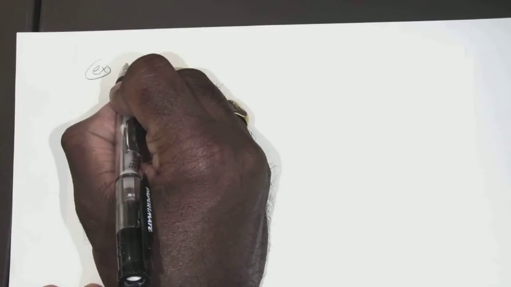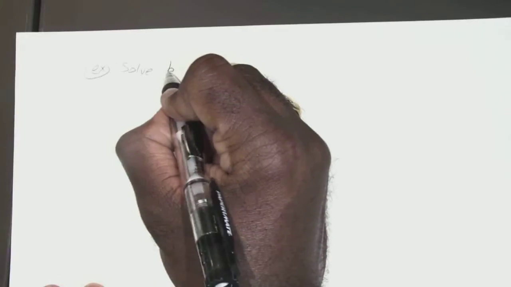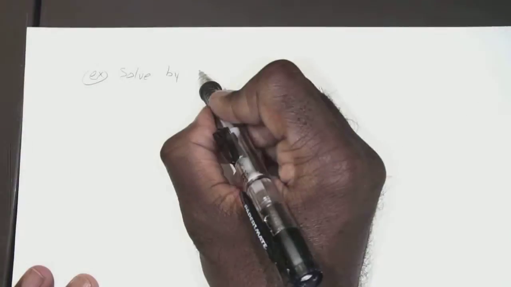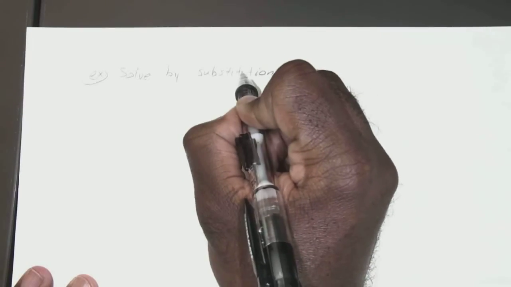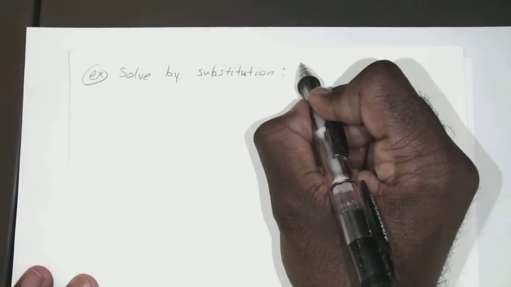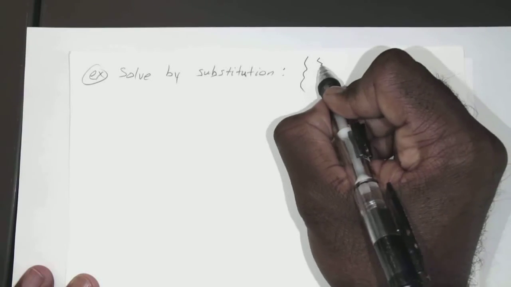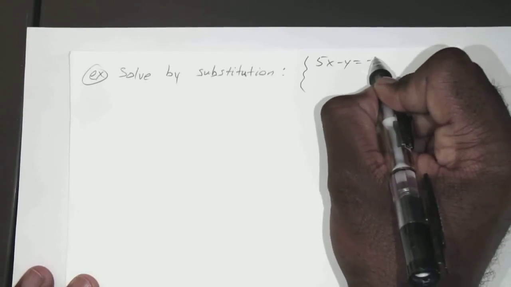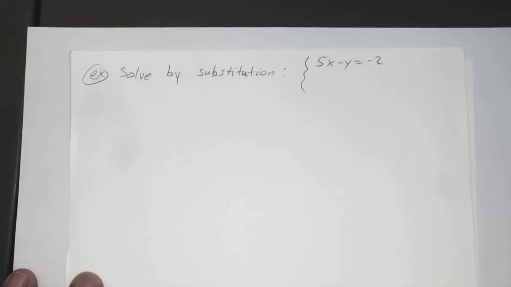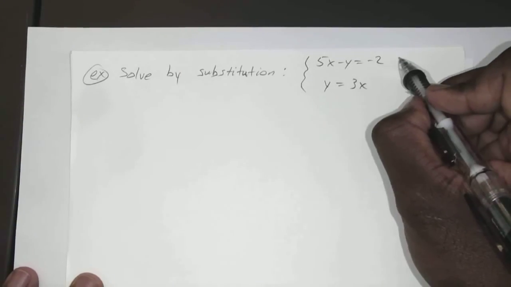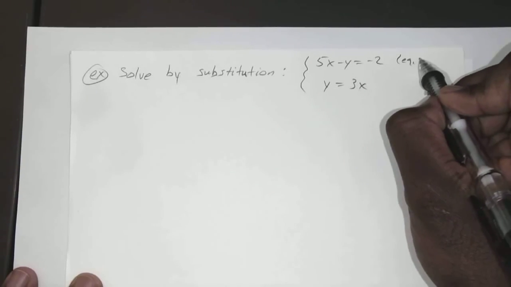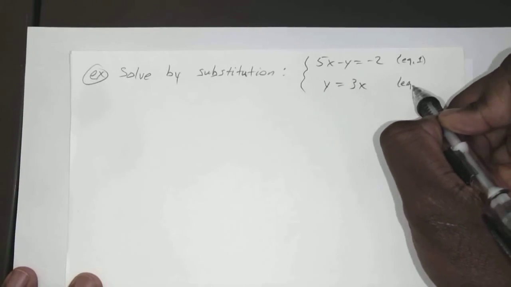Okay, so let's say, for example, we wanted to solve by substitution. Say 5x minus y equals -2, and y equals 3x. We call that equation 1, and we call this equation 2.